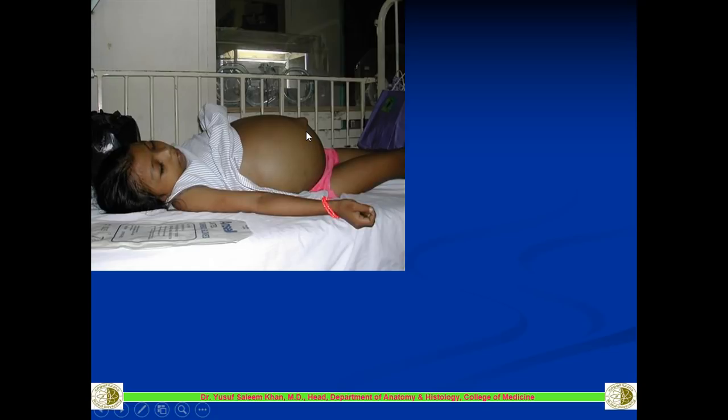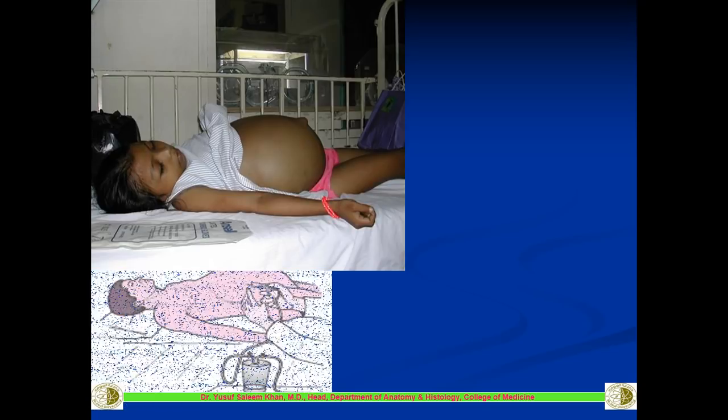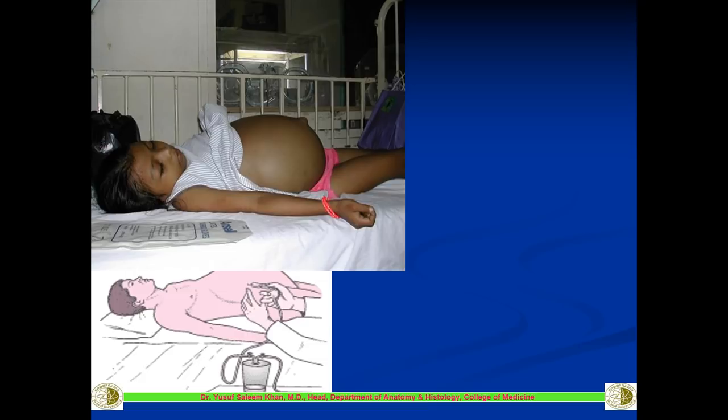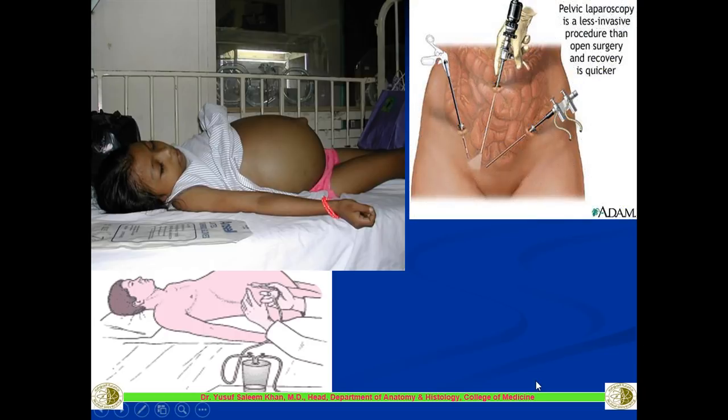So this is ascites, and if there is ascites, then they do, as I said, paracentesis, also called peritoneal tapping. This is the condition where they are doing the peritoneal tapping, draining the fluid from the abdomen into a sealed container. Then this is a condition where they are doing the surgery by thin tube. This is called laparoscopic surgery.